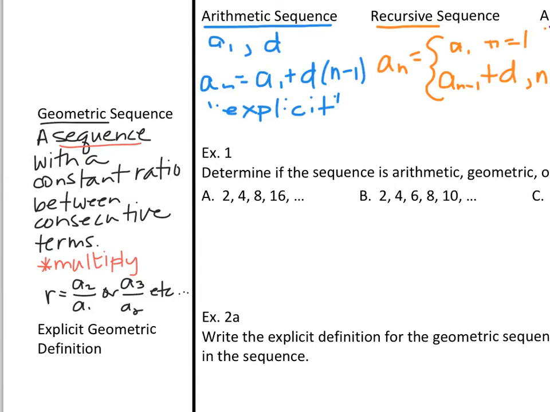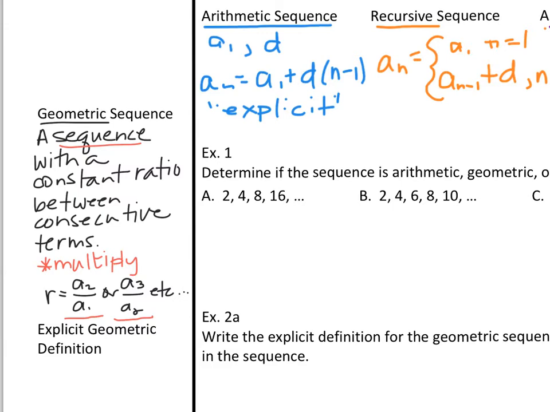Here are a couple of ways to do that. To figure out the ratio, you could take the second term divided by the first term, or the third term divided by the second term, or the fourth term divided by the third term, and so on. If those numbers are consistent, then you have a geometric sequence.